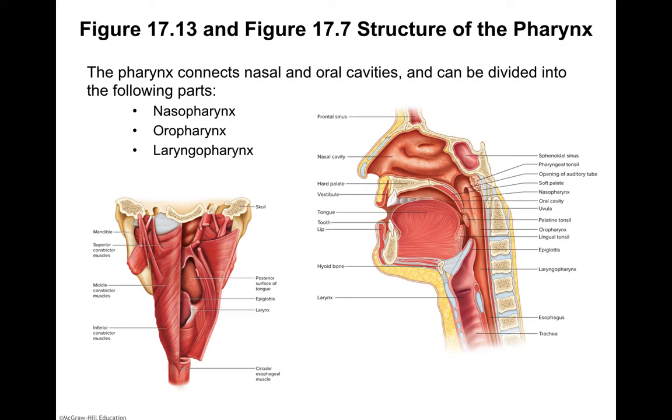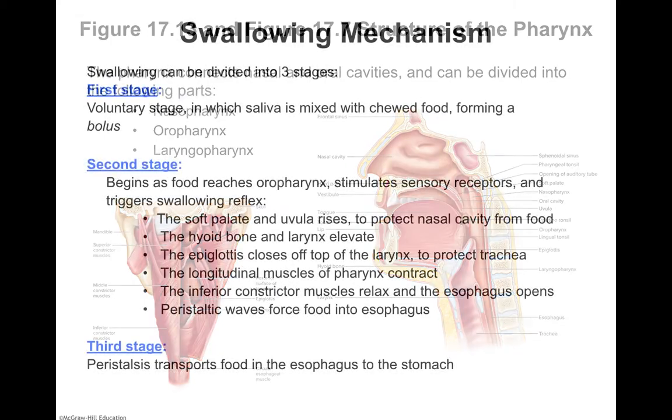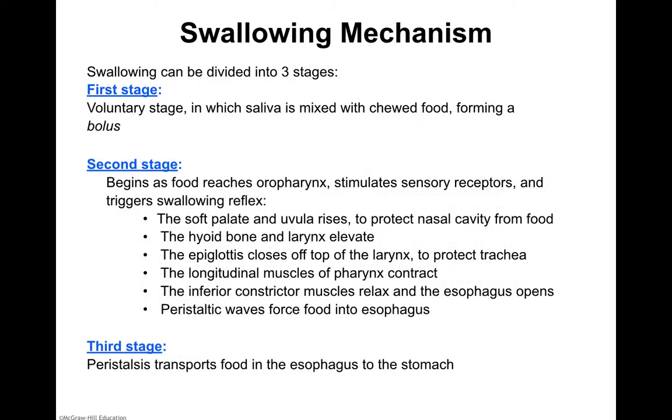The pharynx extends into the nasal cavity, so it's in the nasal and oral cavity, divided into the nasopharynx, the oropharynx, and the laryngopharynx. Swallowing is not as easy as we make it seem when we do it. It is a very tightly regulated, reflexive action. So in the first stage, which is a voluntary stage, saliva is mixed with the chewed food, and that forms a substance we refer to as a bolus.